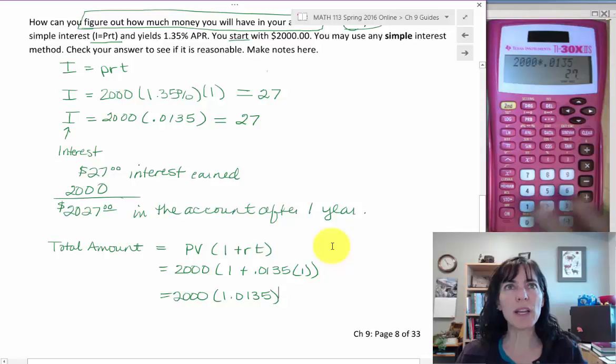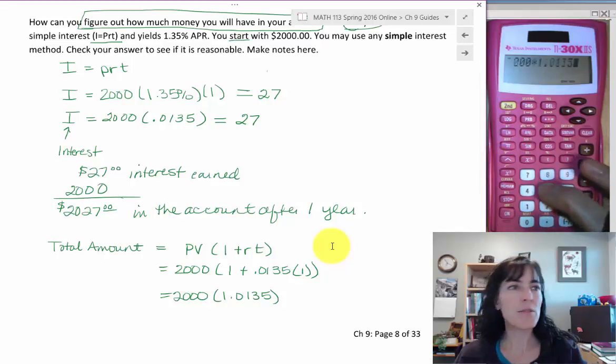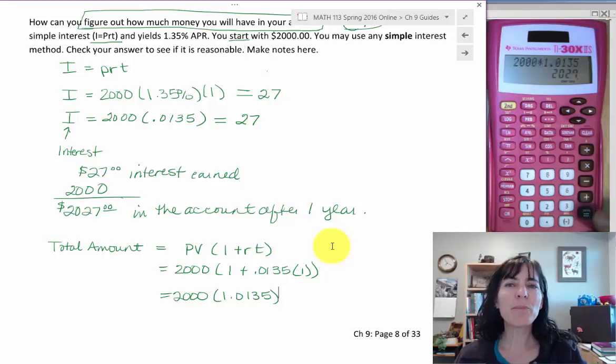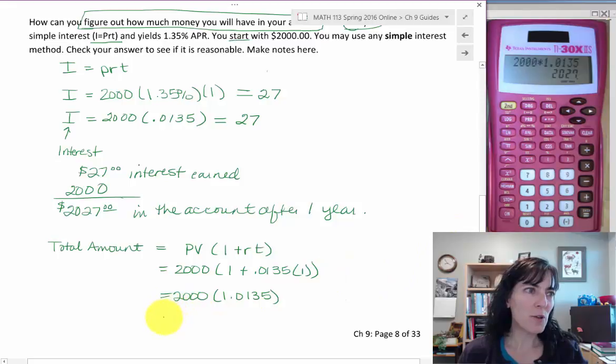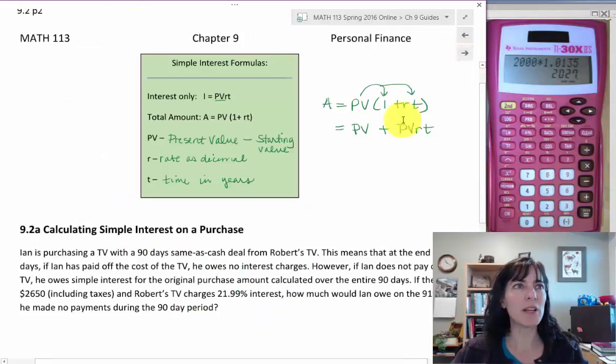So we'll switch to my calculator and do 2,000 times 1.0135. And that matches. And then I push equals. And there it just added the 2,000 onto that value for me. So if you need the total amount, this formula will take you directly to it. So it's a little bit easier to use if you need the total amount in the account.